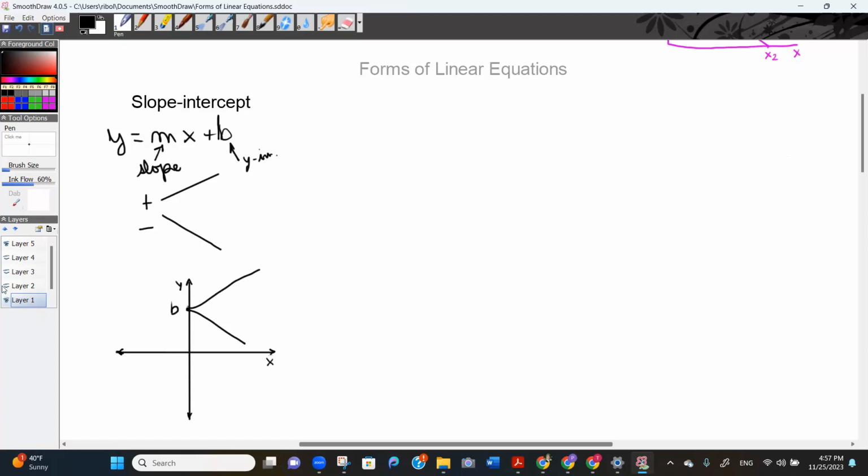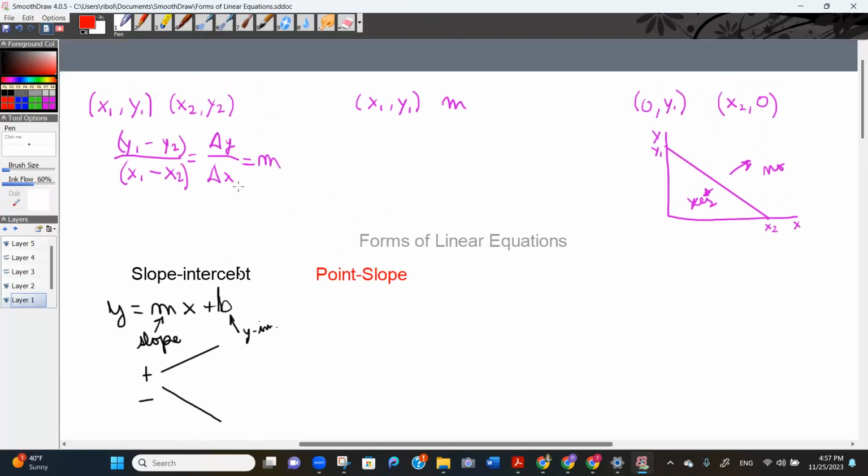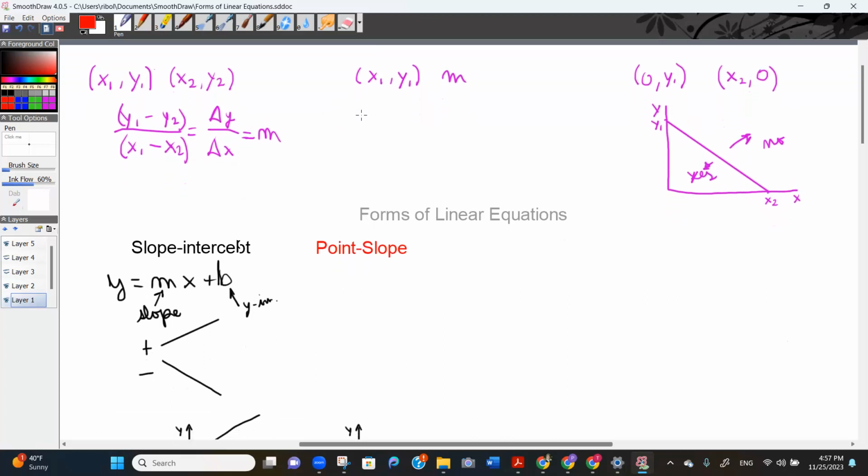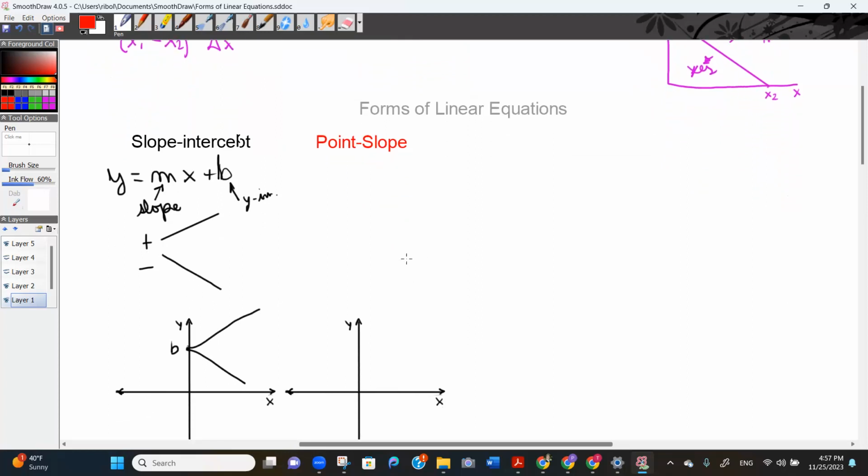Let's take a look at the second one, the point-slope form. The point-slope formula is very useful when we have the point and the slope. So the formula for that is y minus y1, where y1 is the point that we are given, equals the slope times x minus x1.